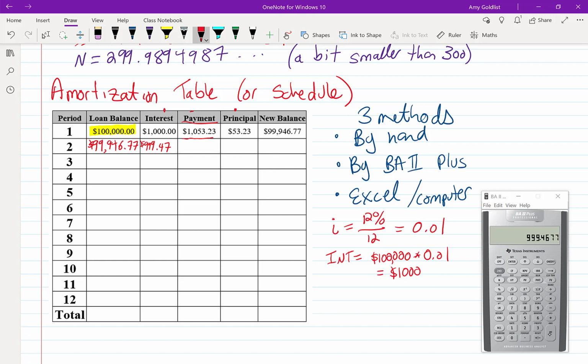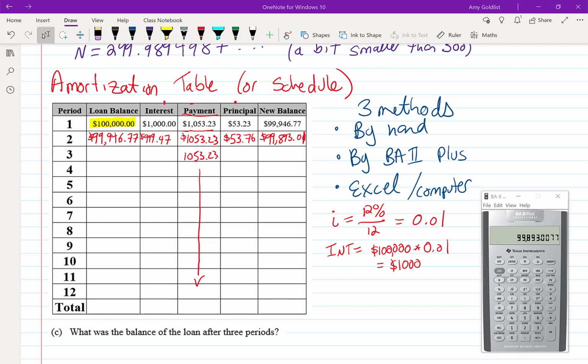Normally, a computer is going to do this, and every bank has its own rounding procedure. My payment is the same because we have even payments in an annuity. I'm going to write that all down, all the same, which means the principal, well, if I make this negative and then add my payment, $1,053.23, it looks like I actually paid off $53.76, leaving me with a new balance of minus that, and then let's add how much we owed, 99,946.77. And now we owe 99,893.01. Perfect. That is our amortization table.